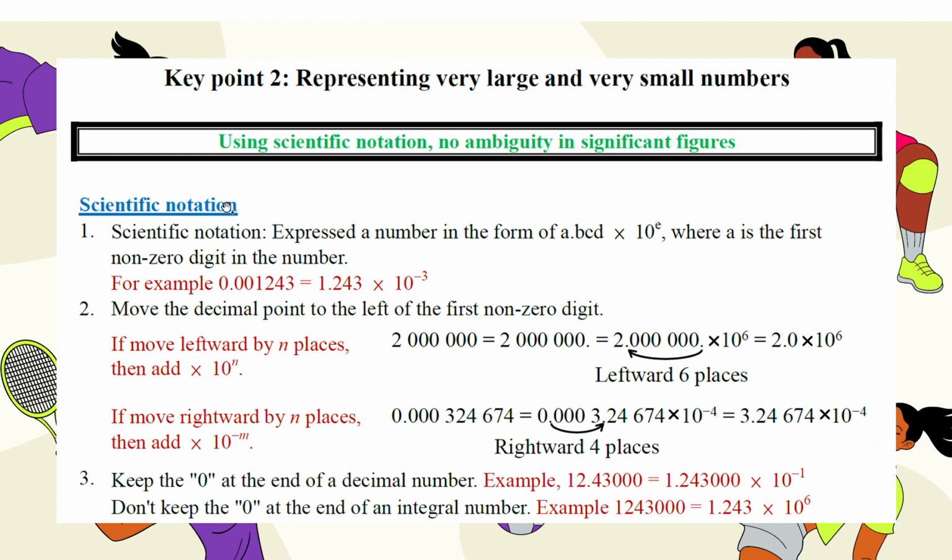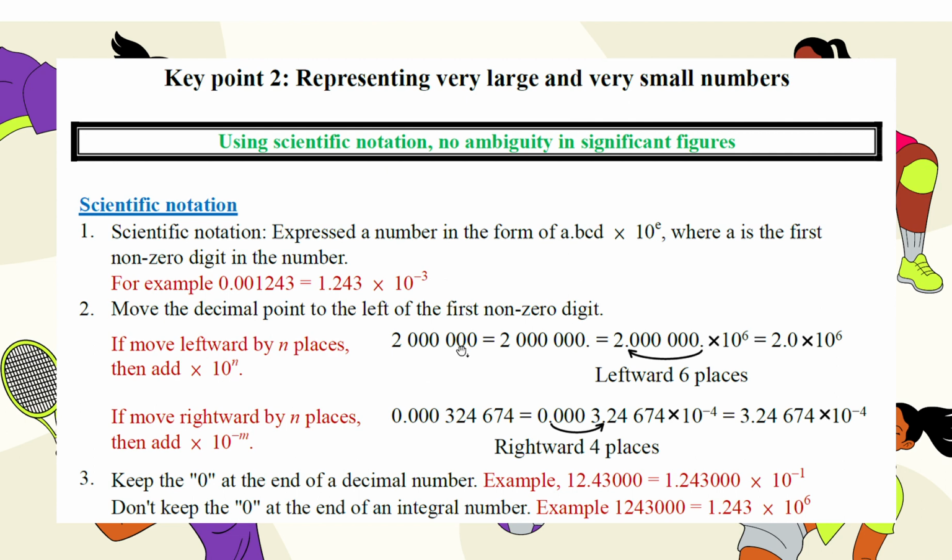Scientific notation is in a form like this: a.bcd times 10 to the power e, where a is the first non-zero digit in the number. Let's look at an example. 0.001243. We start from the first non-zero digit, 1, so it's 1.243. How to make it? The decimal point has to move to the right by 3, so it's 10 to the power negative 3. Move to the right, negative. Move to the left, positive. Look at the decimal point. Move the decimal point to the first non-zero digit. So if you move left to right by n places, multiply by 10 to the power n.